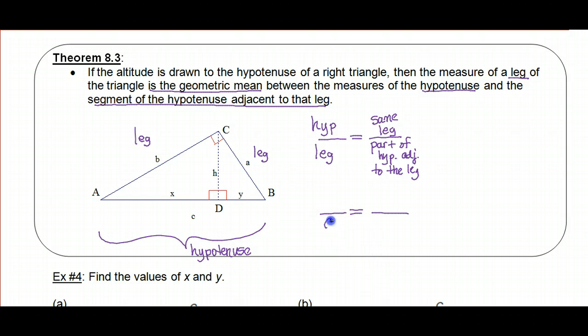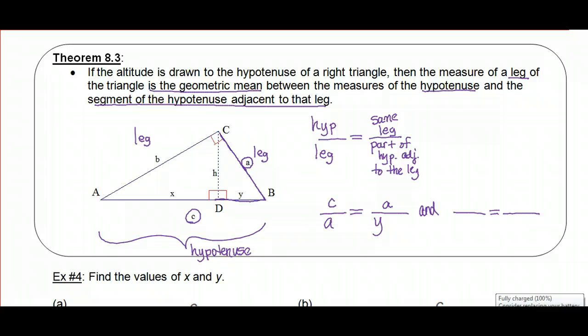A. So looking at this side A, which is one leg of the original right triangle, we put A here and A here. Now the entire hypotenuse, that is C. And then we need just the part of the hypotenuse that is adjacent to the leg. So here's A. It's going to be Y. So there's three variables. I'm just showing you how to set it up. We'll set it up for the next one.